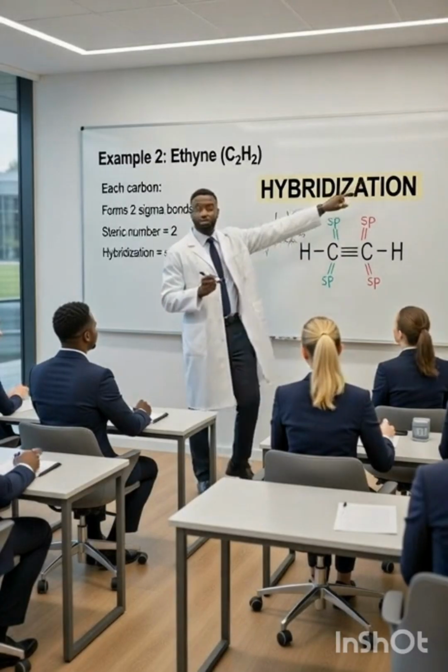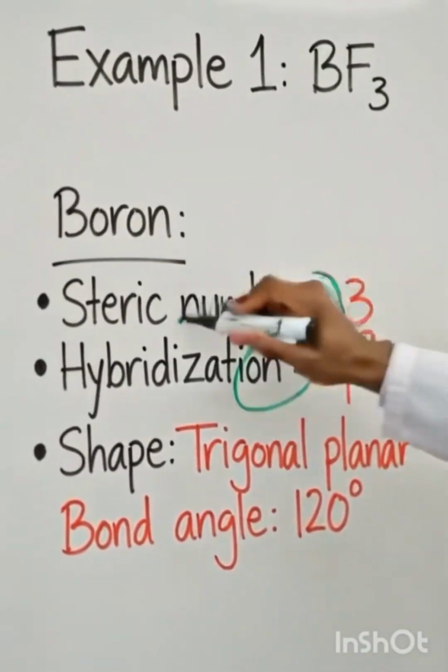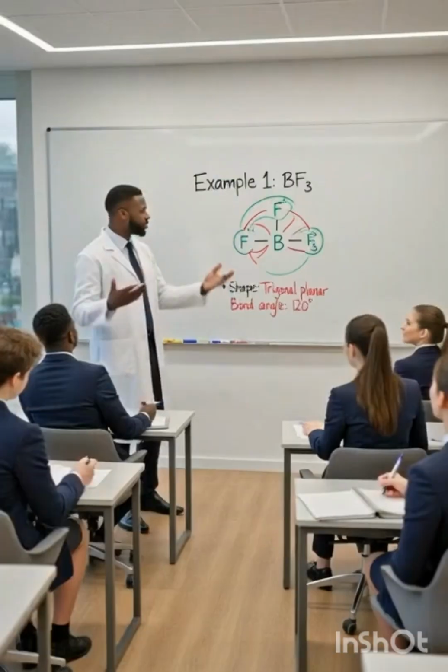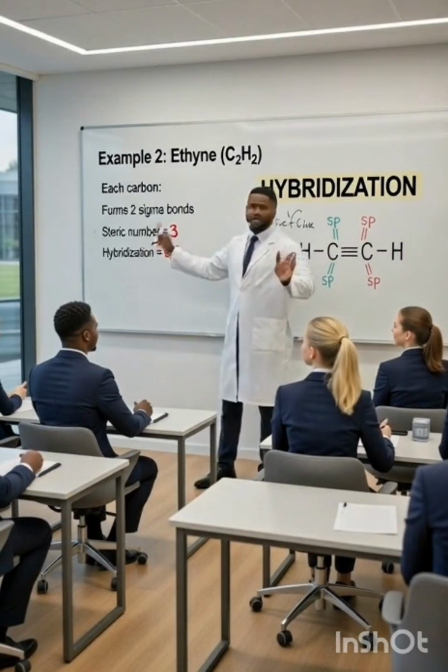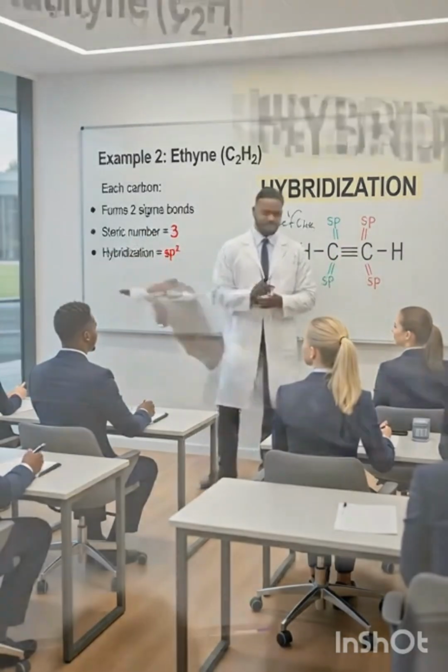Now, for example 1, boron trifluoride. Boron has a steric number of 3, so sp2 hybridization forms a trigonal planar shape with 120-degree bond angles. Now, for ethene, each carbon has a steric number of 3, so the hybridization is sp2.